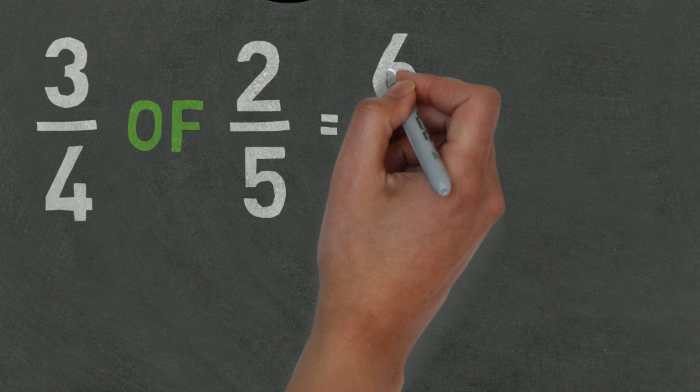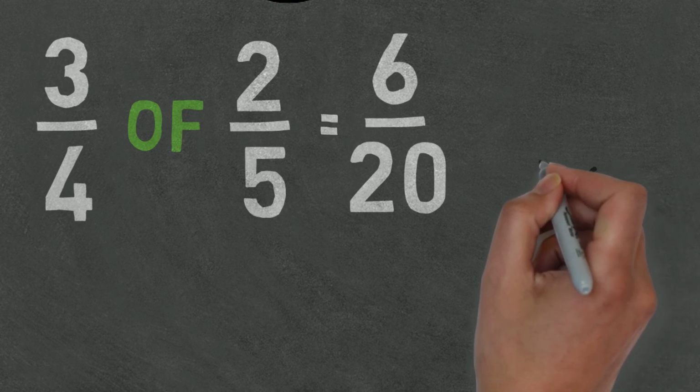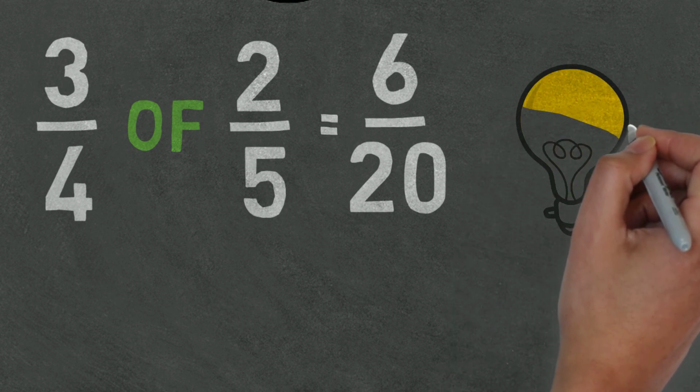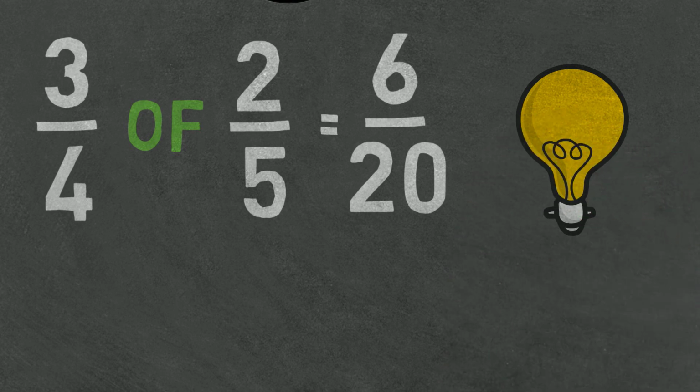So to answer that question, 3 times 2 is 6 and 4 times 5 is 20. So the answer is 6/20. Now I know all you math geniuses out there might notice that this fraction can be simplified down to 3/10, but that's something for another lesson. Great work today, guys. I hope you're now feeling a lot more confident in multiplying fractions together.